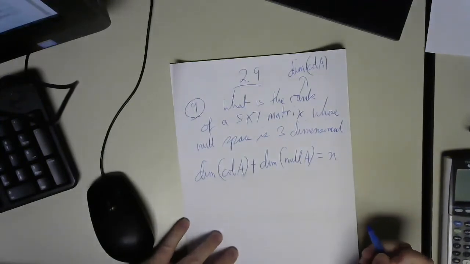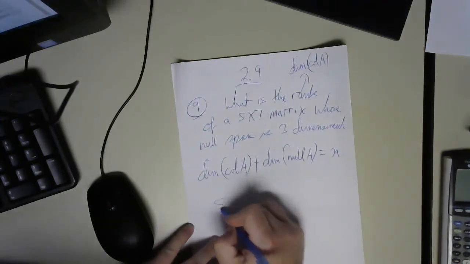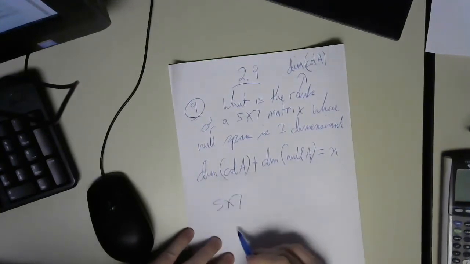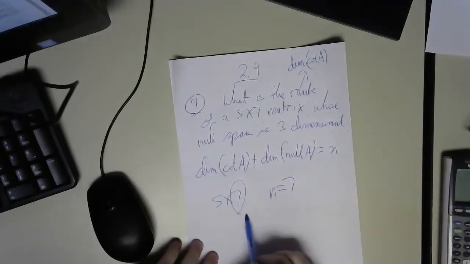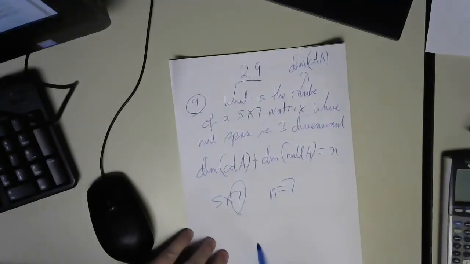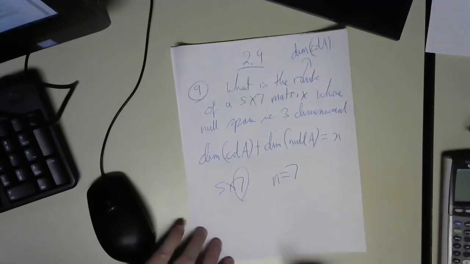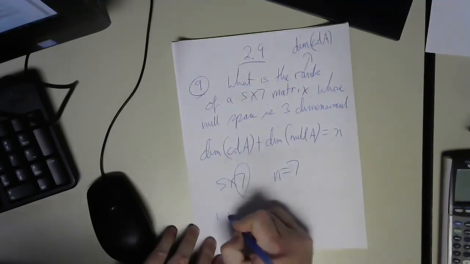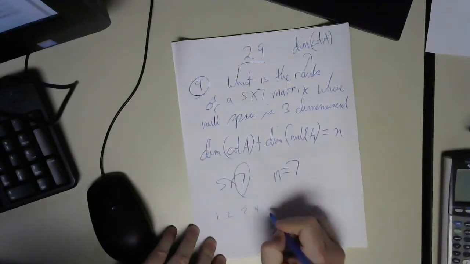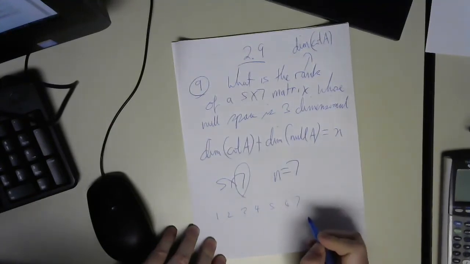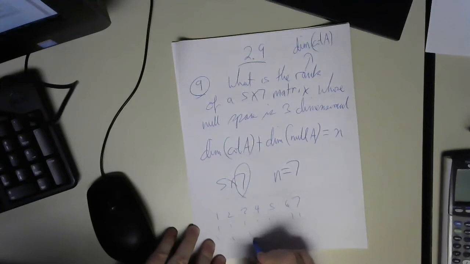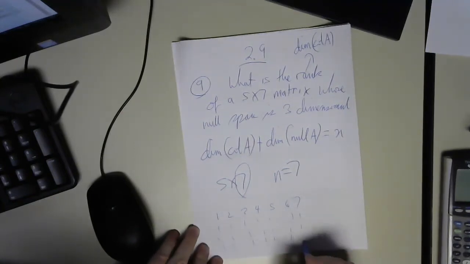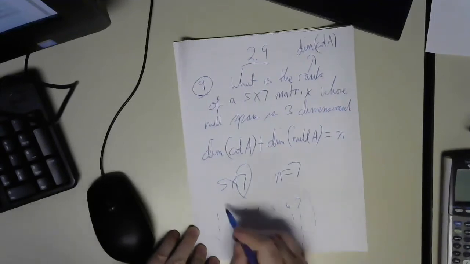Okay. So we have a 5 by 7 matrix A. That means we have 5 rows and 7 columns. So it sounds to me like n is 7, because this matrix is going to take vectors in R7 to vectors in R5, essentially. All right? So just to make that a little clearer, this is basically what your matrix looks like.